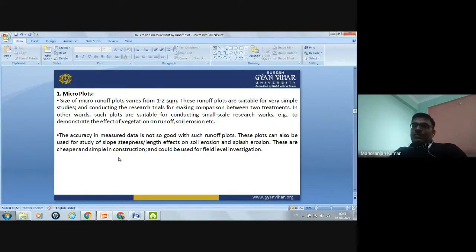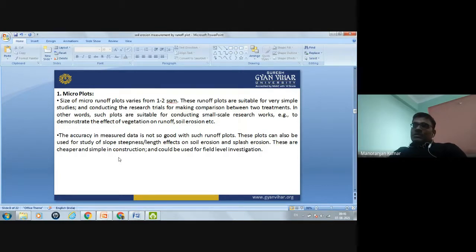So these runoff plots, micro plots, are suitable for very simple studies and conducting research trials for making comparison between two treatments. Which treatment is sufficient, which treatment is best for these areas, whether bunding is sufficient or terracing is sufficient. So you can compare these two types of treatments on these micro plots.